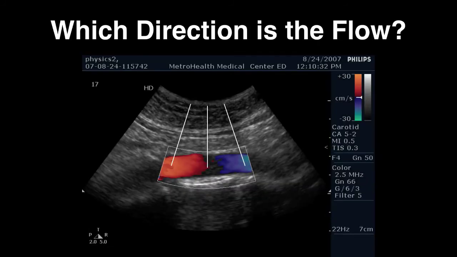In the previous examples, we looked at how to determine flow when we were using a linear transducer, but what about a curvilinear transducer? So here we've got a sagittal view of a vessel.